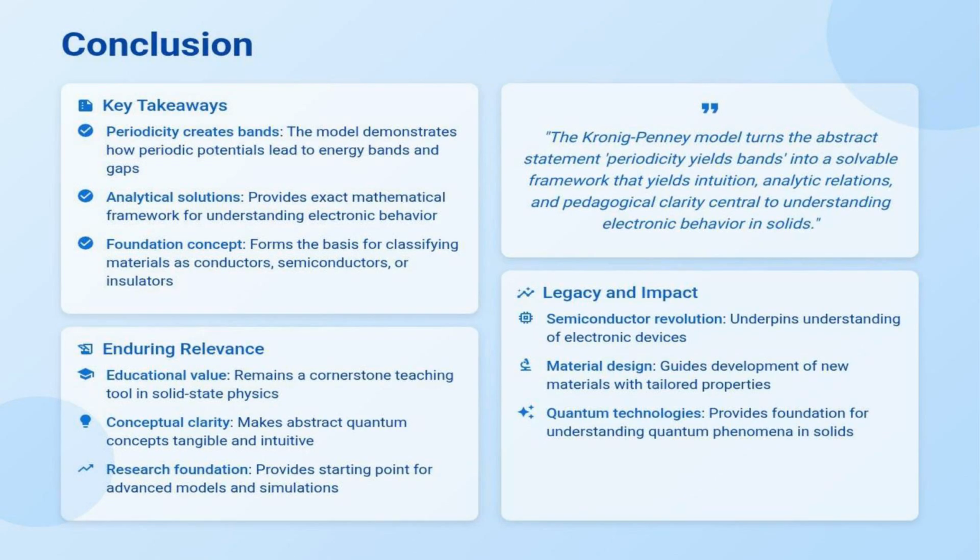To conclude, the Kronig Penney model gives us a clear and simple picture of how solids gain their unique electronic properties. It shows how the periodic arrangement of atoms leads to bands, gaps, and the classification of materials as metals, semiconductors, or insulators. Even though the model is idealized, it provides the essential physics that underlies modern electronics, from transistors to solar panels. Understanding this model helps us see the deep connection between quantum mechanics and everyday technology.